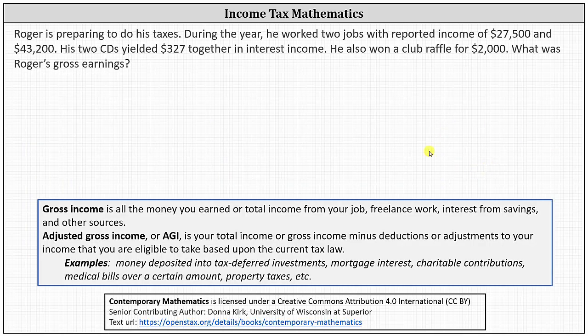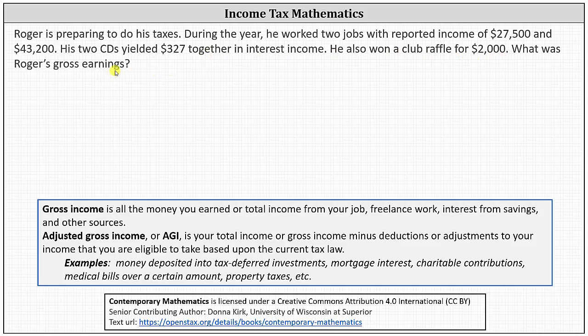And now to look at some examples. Roger is preparing to do his taxes. During the year, he worked two jobs with a reported income of $27,500 and $43,200. He has two CDs yielding $327 together in interest income. He also won a club raffle of $2,000.